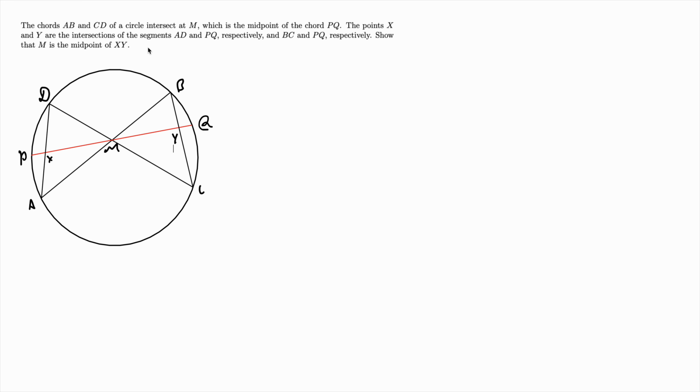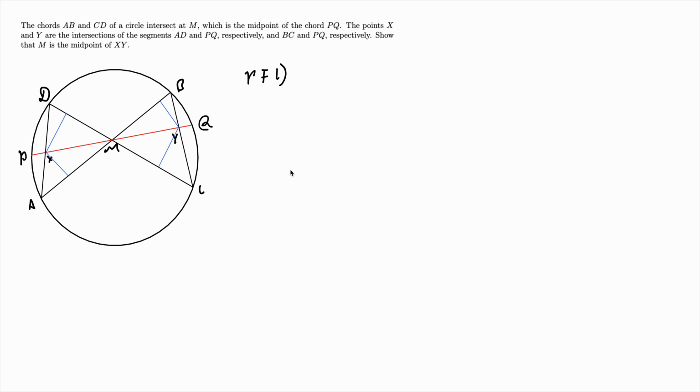Okay, so let's start our proof. Our first proof uses similar triangles, as mentioned. Before using similar triangles, we actually need to draw a few additional lines. Here to here, and here to here.